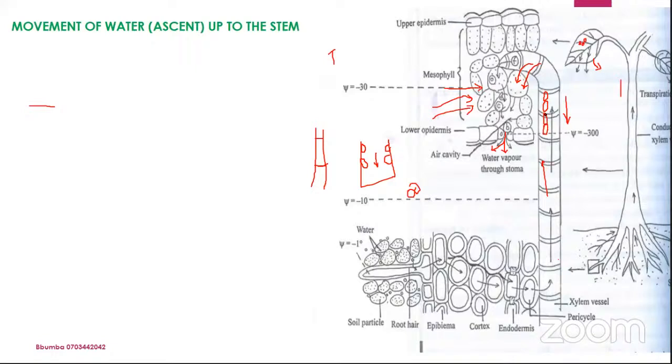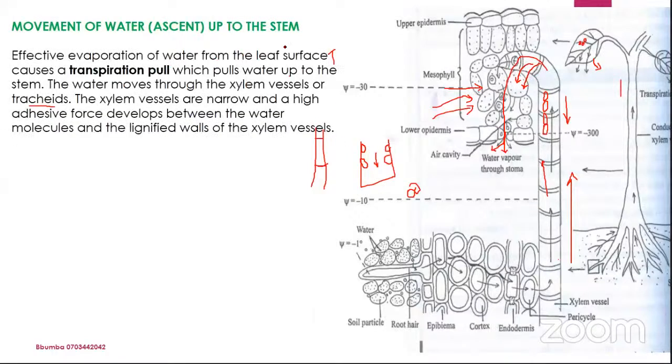Now, when you combine the cohesive force, the adhesive force, and the transpirational pull, this transpirational pull aids the upward movement of water from the roots up to the leaves. I hope that is very clear. And these are the words which I've just summarized in this explanation. That effective evaporation of water from the leaf surface causes the transpirational pull. That is what I've just said, which pulls water up the stem. The transpirational pull results from water loss across the leaf surface.